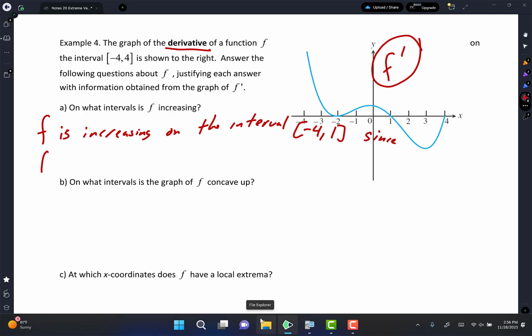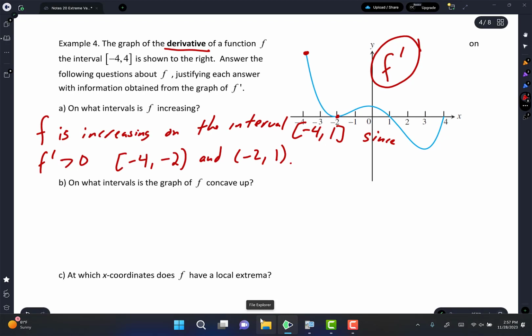Since f prime is positive, that's how you say positive, on the interval -4. You can include -4 because you're way up here. And look, it's not always positive. It hits 0 for a moment, but it's still increasing, because the definition of increasing is that the next pixel is higher than the other. So -4 all the way to -2, parenthesis like that, and -2 all the way to 1. Period.